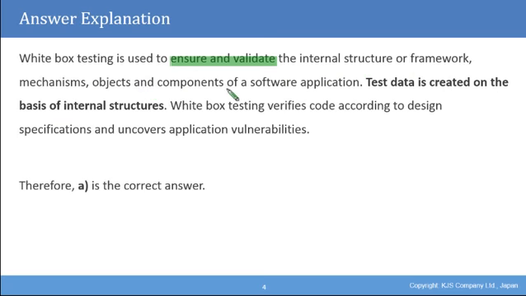White box testing is used to ensure and validate the internal structure or framework mechanisms, objects and components of a software application. Test data is created on the basis of internal structures. White box testing verifies code according to the design specification and uncovers application vulnerabilities. Therefore, A is the correct answer.